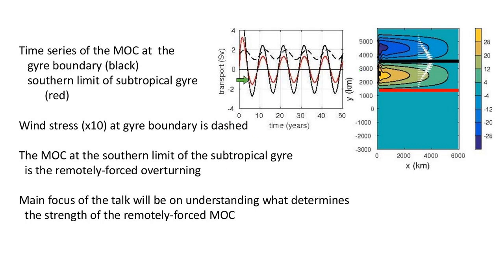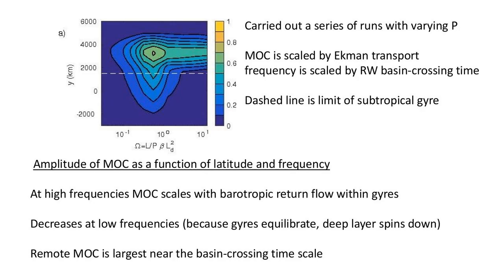So I'm going to refer to this red line, the meridional transport or overturning at the southern limit of the subtropical gyre, as the remotely forced MOC. And that's going to be the main focus of what I'm trying to understand. So now I've taken the model and I've done a bunch of calculations where I varied the forcing period P, and I've scaled the overturning by that Ekman transport at the gyre boundary, which here is about 4 sverdrups.